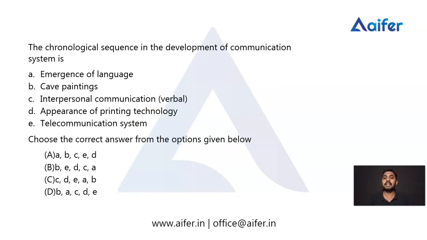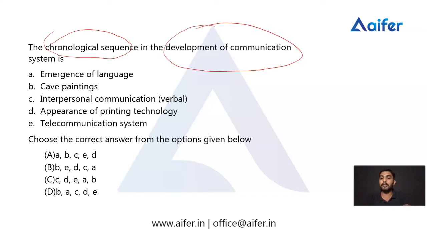The chronological sequence in the development of communication system is. When we get the question, we read the question very carefully. The question is related, once again, to the sequence and the order. We need to find out the chronological sequence with respect to development of communication system.